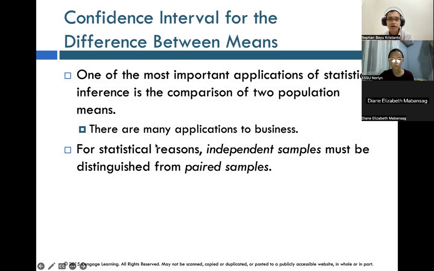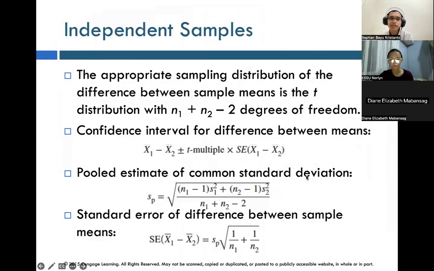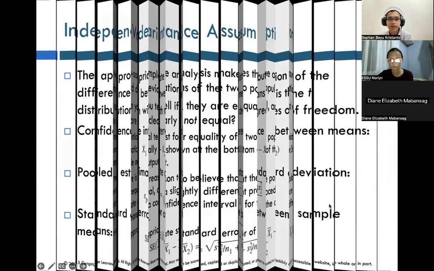And then for business applications, sometimes we need to use the independent sample or the paired sample. What is the difference between an independent sample and a paired sample? An independent sample is about different samples. Let's say I compare the midterm score between Norlin and Diane. That is an independent sample because you are different people. Okay, the paired sample is like this.